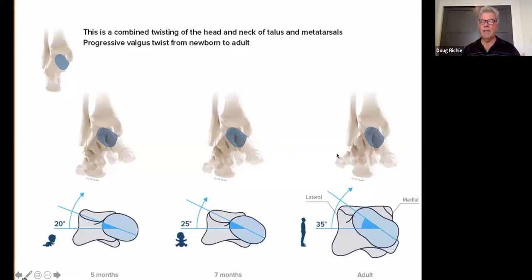That's an evolutionary advance. And it's something I emphasize clinically, that the unique feature of the human foot for stability is a pronated forefoot on the rear foot. And I bring this out over and over in the book.